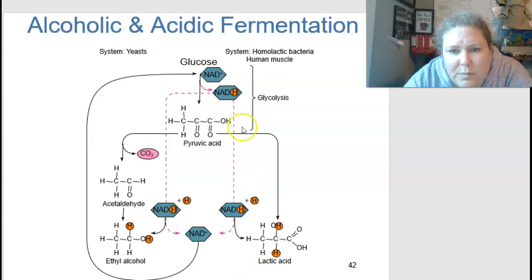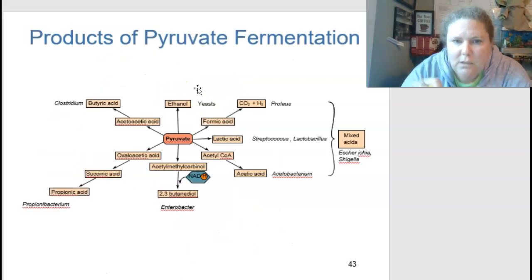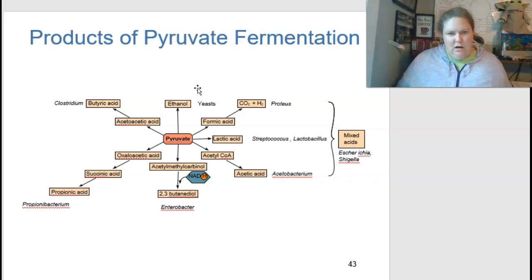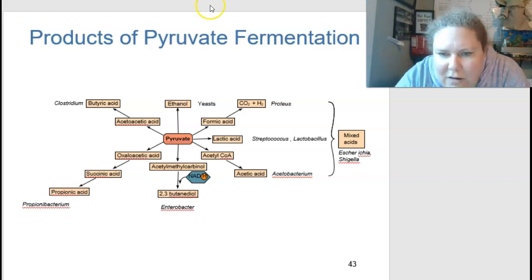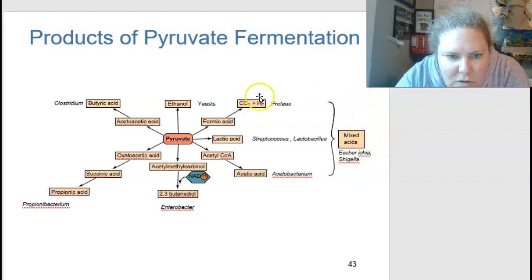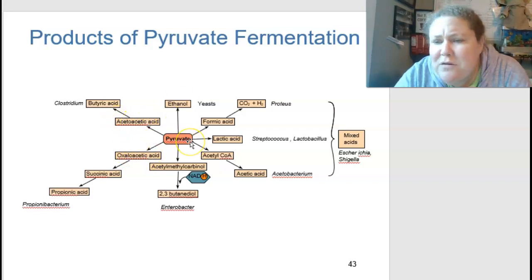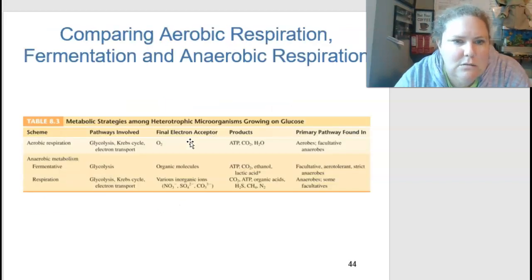Okay, so basically the purpose of fermentation is regenerating the NAD+ so that it can go back in and at least do the glycolysis pathway. So what are the products then of our pyruvate fermentation? Well, this is figure 8.24 in your book. And these are miscellaneous products of pyruvate fermentation and some of the bacteria that are involved in their production. So you have mixed acids: pyruvate can turn into ethanol, formic acid, lactic acid, acetyl-CoA, oxalic acid, acetoacetic acid, so a lot of different things. So pyruvate is incredibly versatile and we really need it.